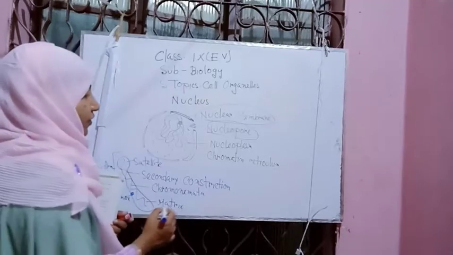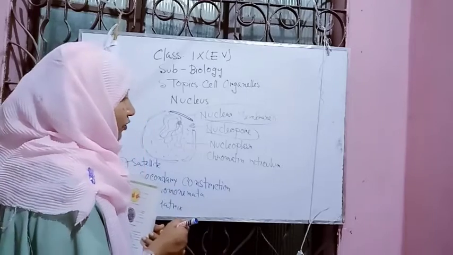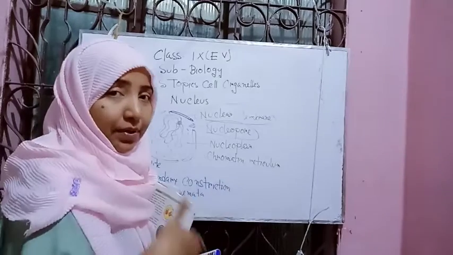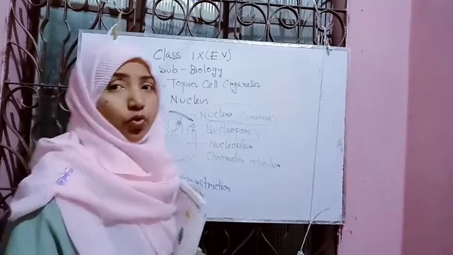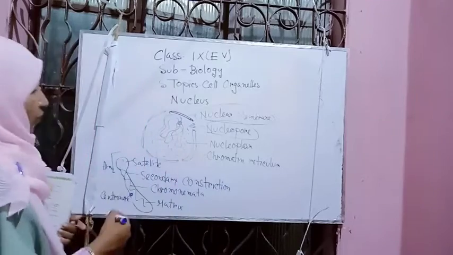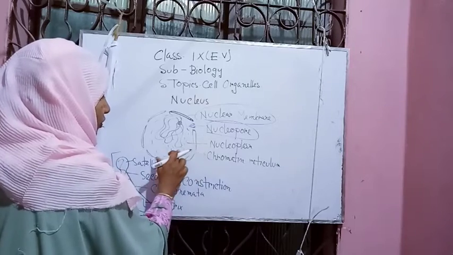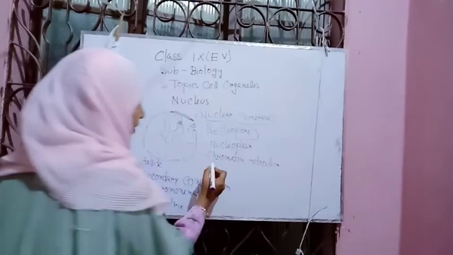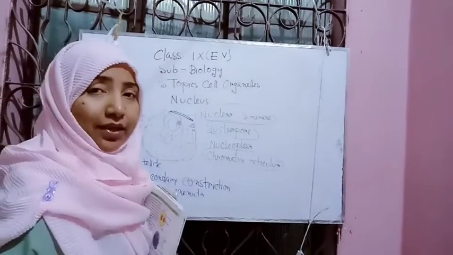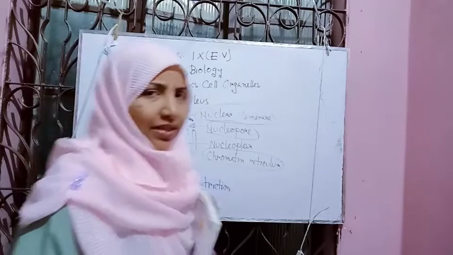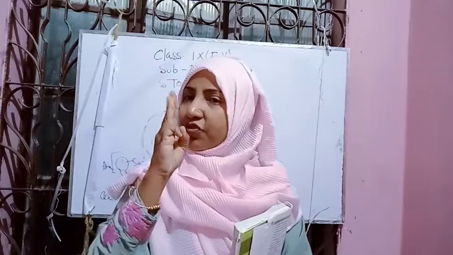And the fourth structure is the chromatin reticulum. It is also a thin, thread-shaped structure. Step by step, the chromatin reticulum finally grows into the chromosome. So the nucleus has four structures: nuclear membrane, nucleopore, nucleoplasm, and chromatin reticulum. The chromatin reticulum is a very important structure for the hereditary materials, my dear students.